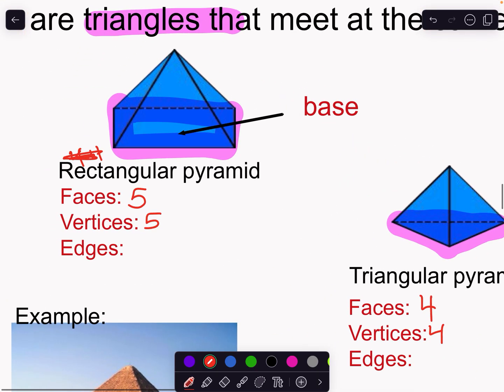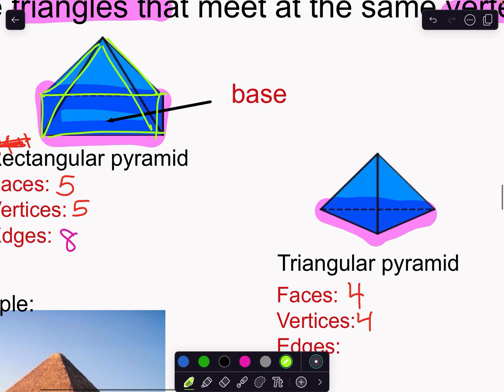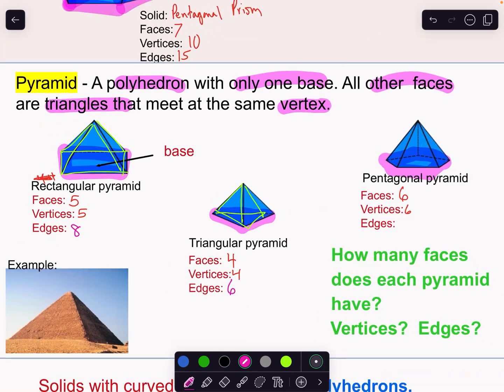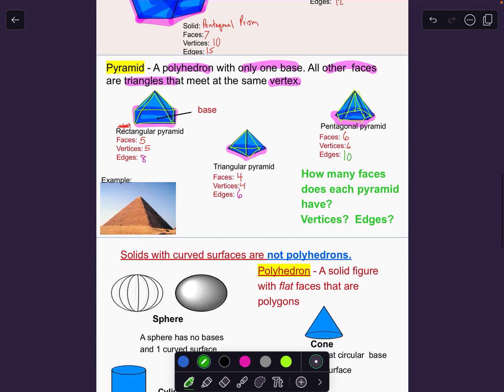The edges, so if I look at those edges here, I've got 1, 2, 3, 4, 5, 6, 7, 8. So we'll say this is an 8. Here we got 1, 2, 3, 4, 5, 6. So this is 6. All right, and then over here, the last one, 1, 2, 3, 4, 5, 6, 7, 8, 9, 10. That's a 10. Good, okay. Let's keep going here.